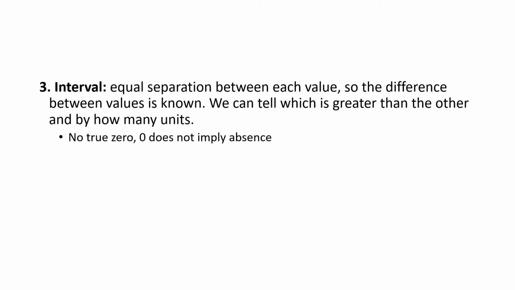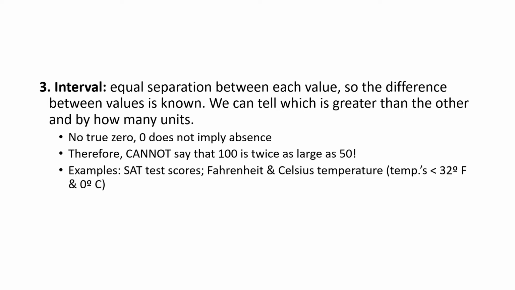However, interval still has no true 0 because 0 does not imply the absence of whatever it is we're measuring. We'll get to that with the next one. You can't say 100 is twice as large as 50 because 0 is an arbitrary number on the line. It doesn't mean the absence of something. So an example here is SAT scores. 0 is not an absence of an SAT score. Fahrenheit and Celsius temperatures, because 0 doesn't mean absence of temperature. That would be Kelvin.